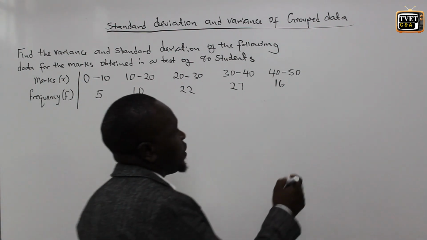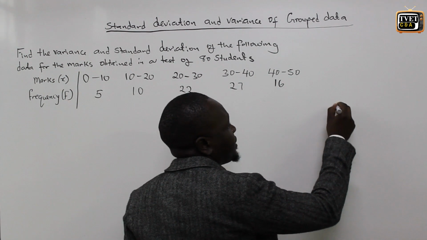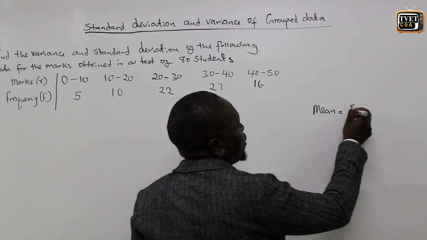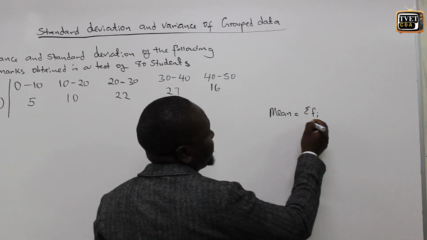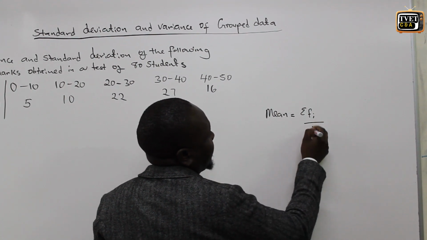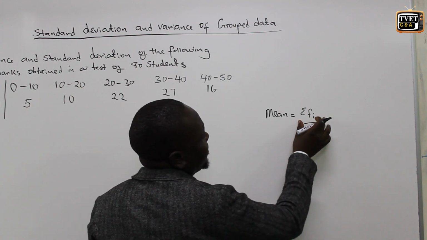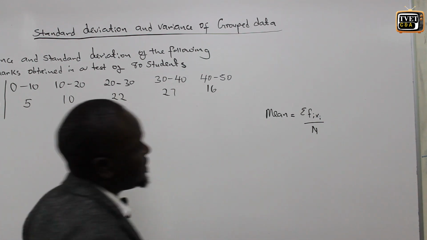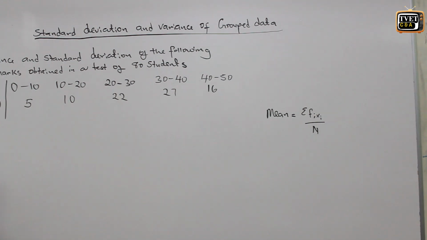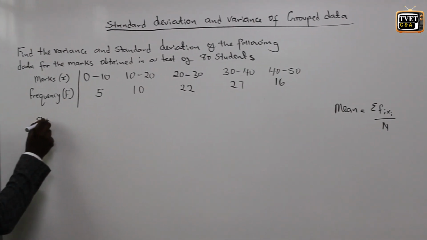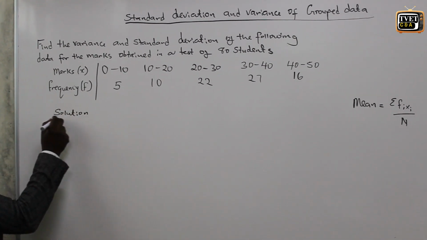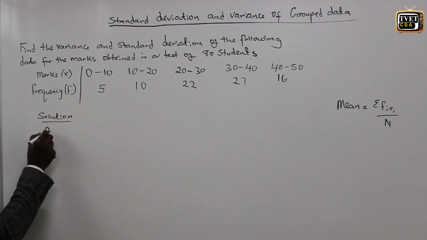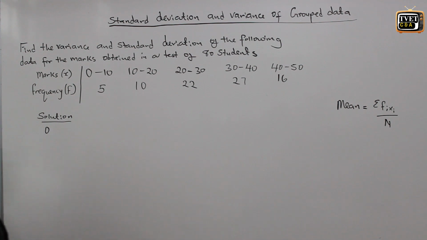The first thing, you'll come and know what the formula for mean is. The formula for mean is equal to summation of fi xi over n. That is the mean. Now, we'll come and group it. You write solution. You rearrange your question here into groups.